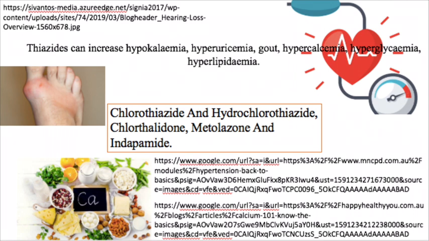Like loop diuretics, thiazides cause hypokalemia as well as hyperuricemia by interfering with uric acid transport, which may exacerbate gout. While loop diuretics can cause calcium secretion, causing hypocalcemia, thiazides, on the other hand, can cause hypercalcemia, which refers to abnormally high levels of calcium in the blood. Thiazides may also worsen glucose control, leading to hyperglycemia, which means excess glucose in the bloodstream, and they may also elevate cholesterol, leading to hyperlipidemia, which refers to an abnormally high level of fats in the blood.